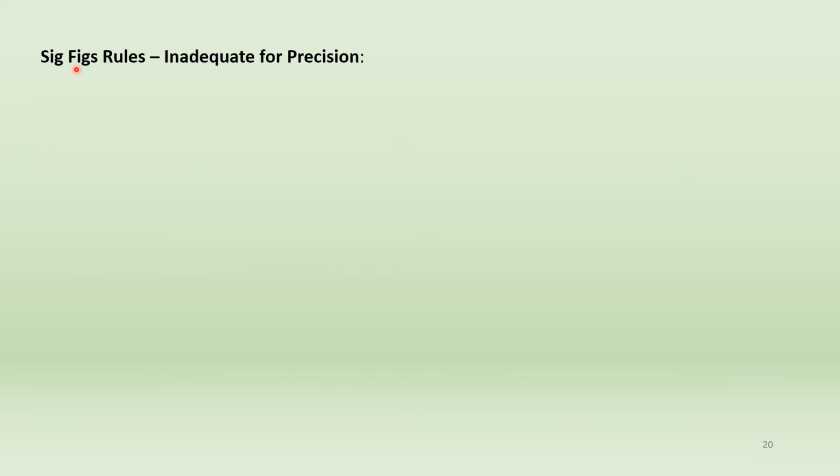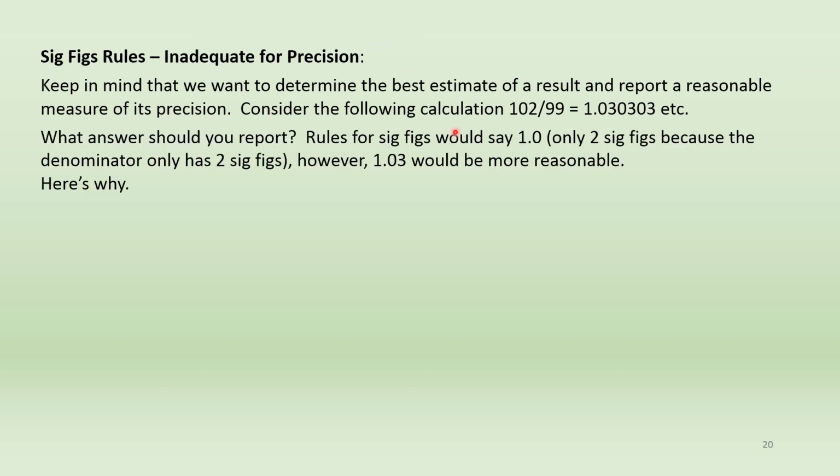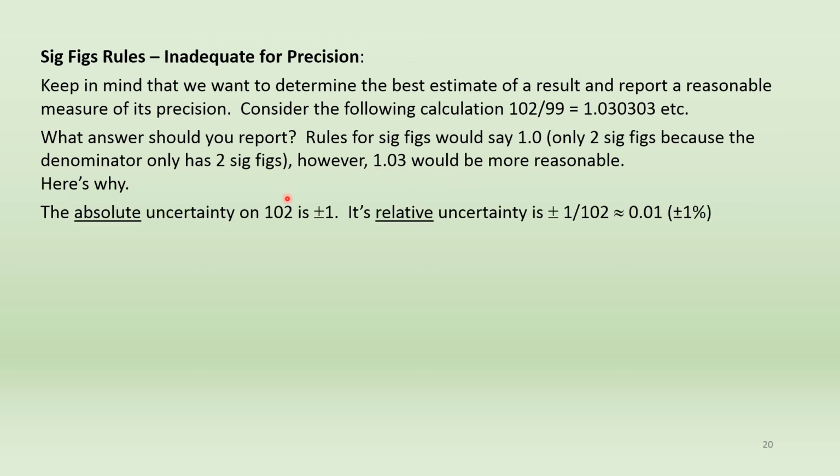So the rules for sig figs that we've been learning, well, unfortunately, they're not always adequate for describing precision. Keep in mind we want to determine the best estimate of a value and report a reasonable measure of its precision. And the easiest way to show the problem here is with a specific example. Let's say you want to take 102 divided by 99. The calculator says it's 1.030303, etc. What should you report for an answer? The rules of sig figs would say 1.0. Only 2 sig figs because the denominator only has 2 sig figs. But I would argue that 1.03 is probably more reasonable. And let me show you why.